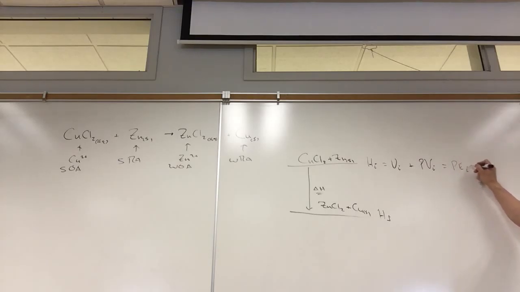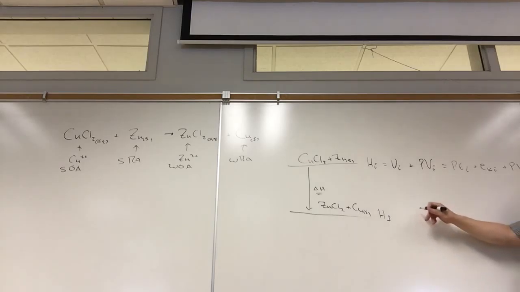Yeah, potential energy initial plus kinetic energy initial, good, plus PV initial. Okay, then over here we have H final, which is going to equal the internal energy final plus PV final, which is going to equal the potential energy final plus the kinetic energy final plus PV final.